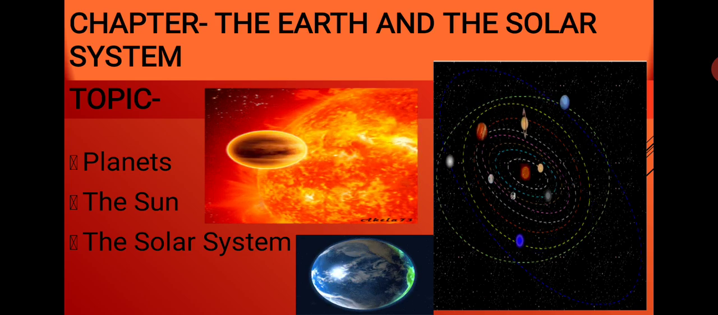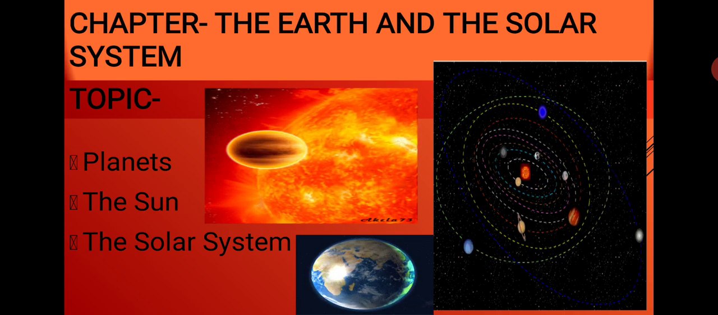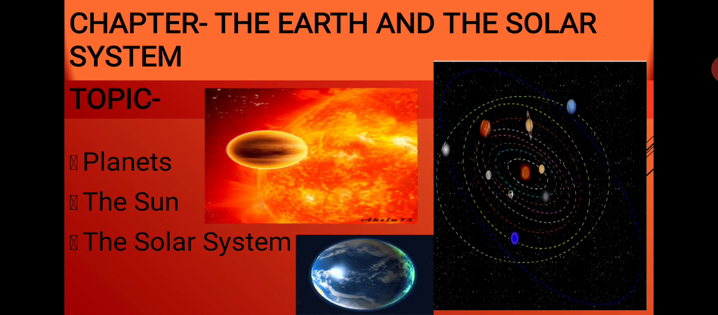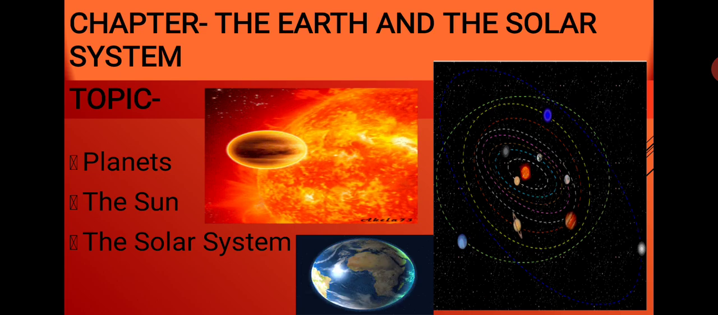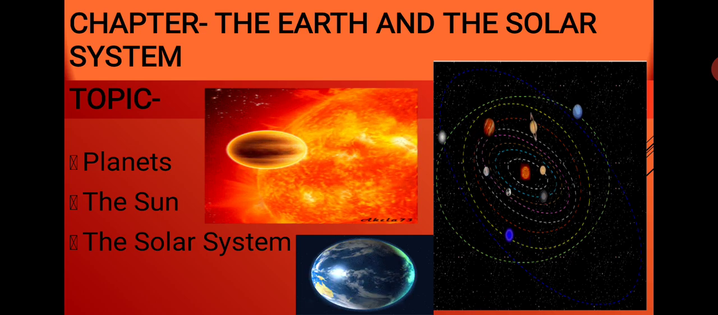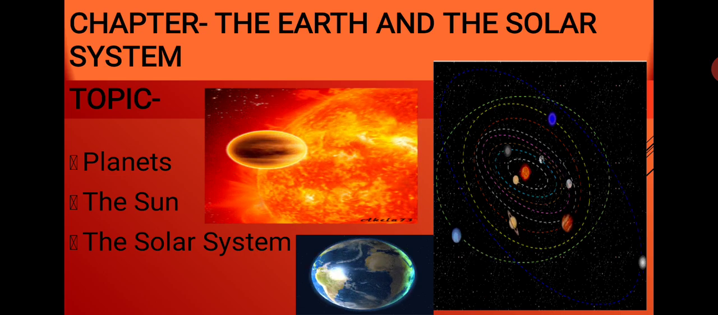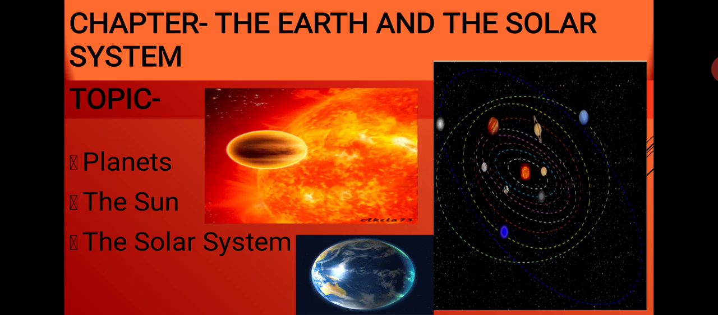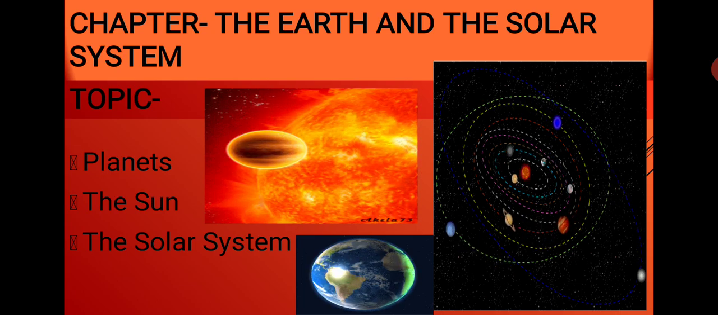Today, in this video, I shall discuss with you the topic planets, the sun, the solar system. That is in your chapter, the earth and the solar system. Children, in your previous video, you all have covered the sun and the stars, the universe, nebula, stars, constellation and galaxy. So, today I will just discuss with you all about planets, the sun, the solar system.